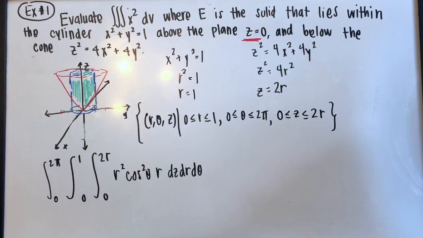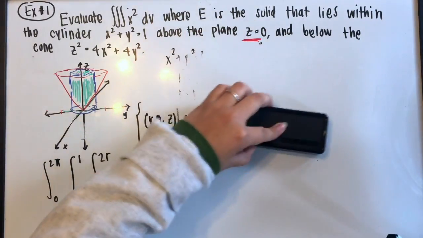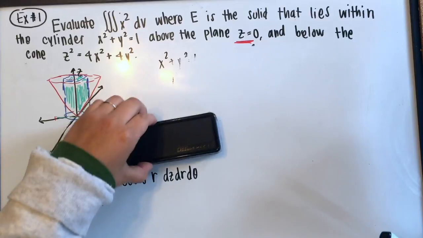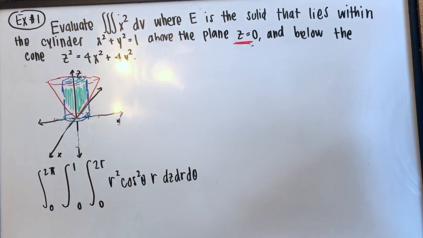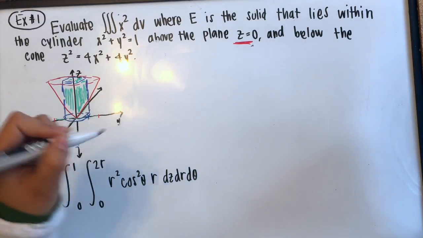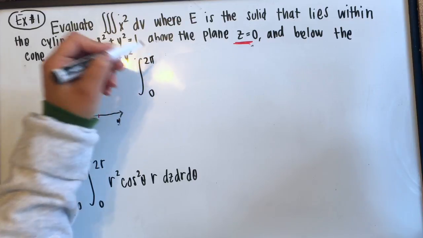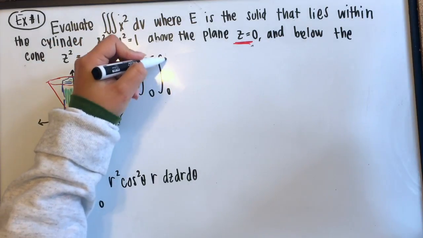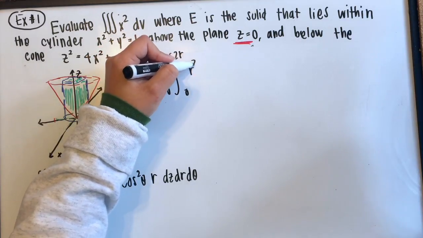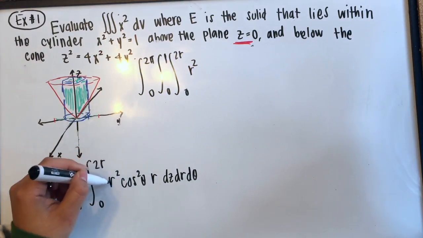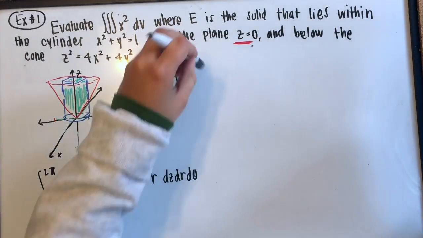I'm going to have to erase here. Okay, so let's put it up here: 0 to 2 pi, 0 to 1, 0 to 2r. So this here, r squared times r, is basically r cubed.